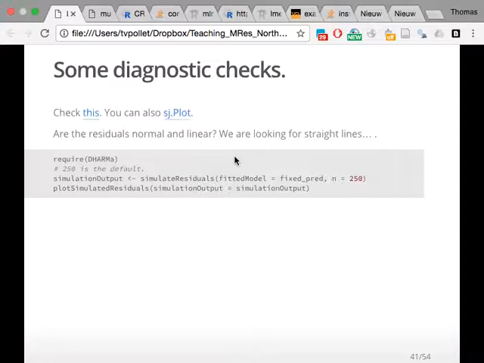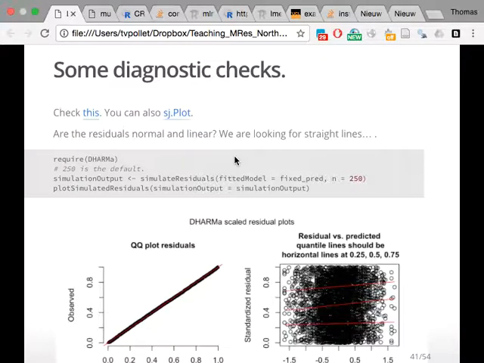So we can simulate our residuals from our fitted model, and we do 250 simulations, and then we can compare that to the actual data. We're looking for straight lines, and this is good. You remember from QQ plots, if we get significant deviations, things are going wrong with our residuals, but this is really as we would want it to be.